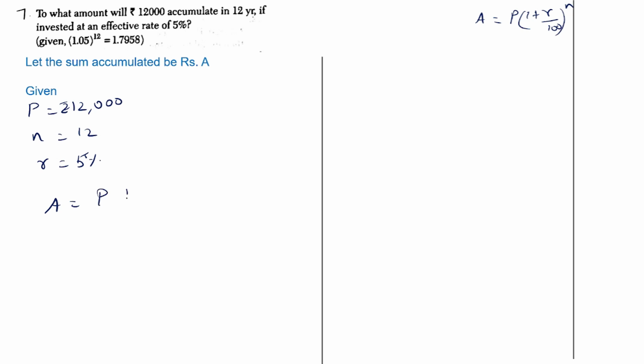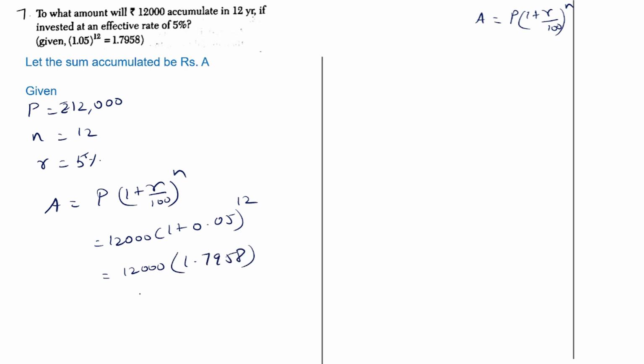So A is equal to P into (1 plus R by 100) the whole raised to N, or it is 12,000 into (1 plus 0.05) the whole raised to 12. This is 12,000 into 1.05 the whole raised to 12. They have given it as 1.7958, so 12,000 into 1.7958. This when we multiply, we get it as 21,549.6. So the sum accumulated is 21,549.6.